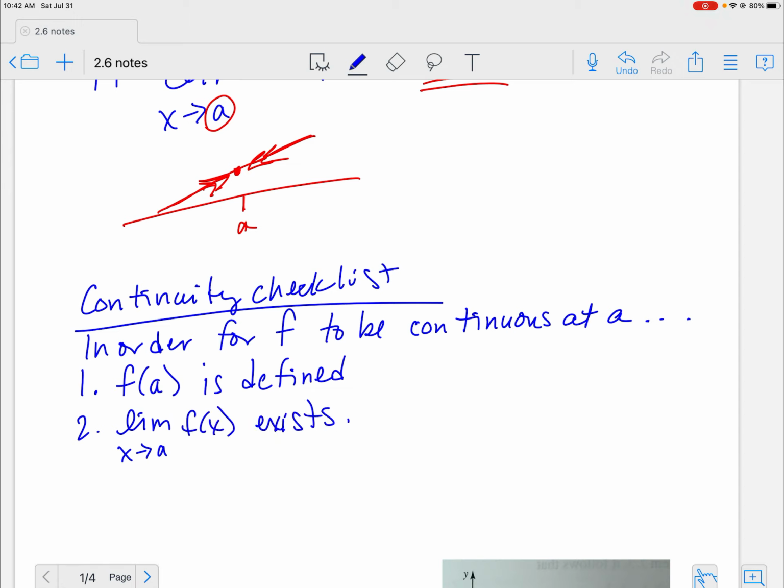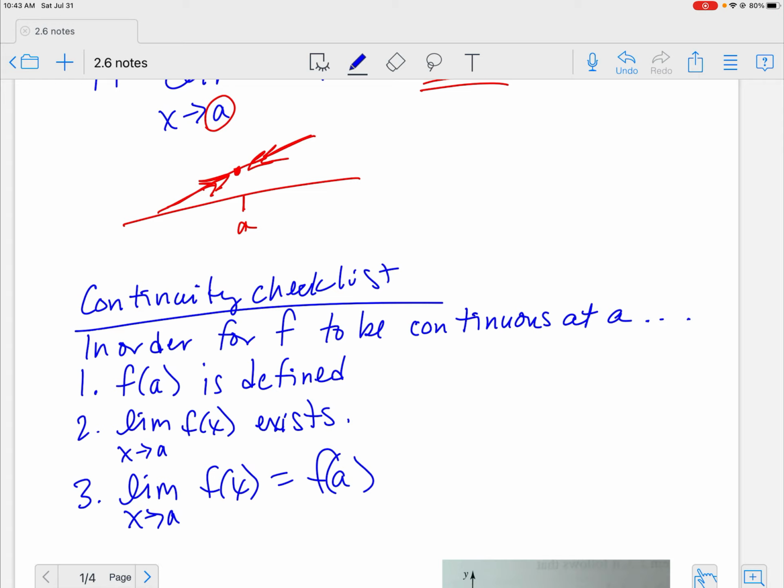So you have an actual value at a, the limit actually exists, and to make both of those things go together, they have to be equal. The limit as x approaches a of f of x has to equal f of a. And that is the kicker there. That's what makes it continuous.